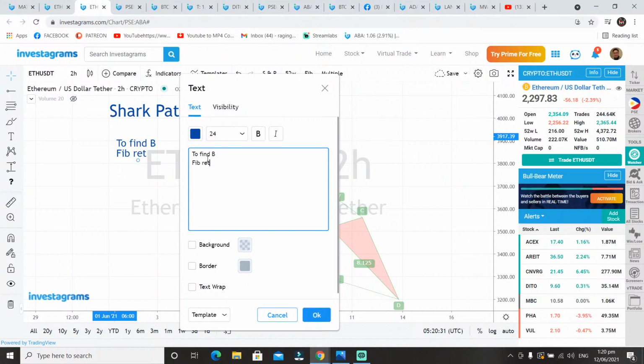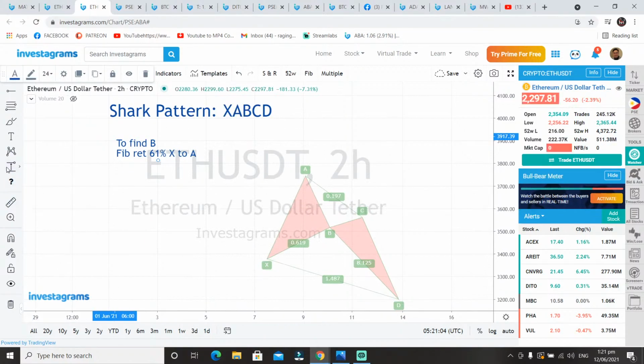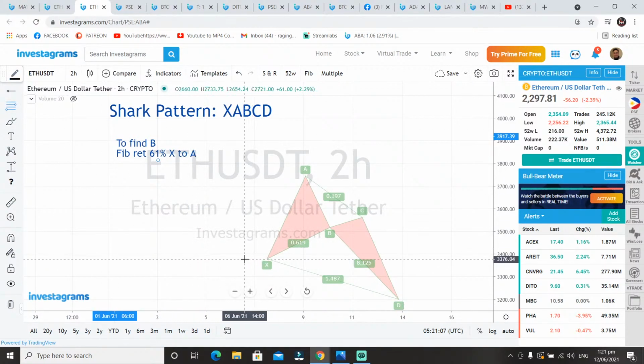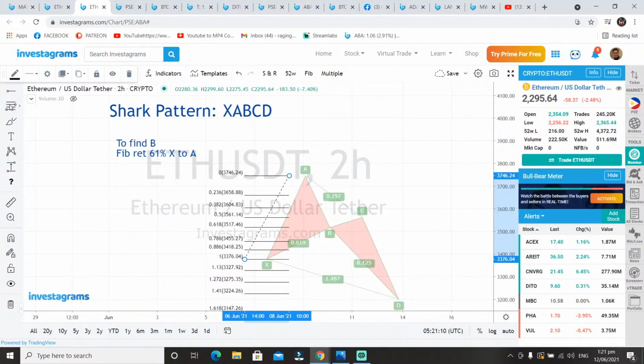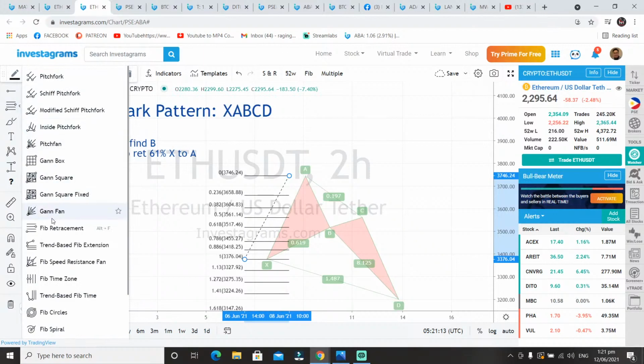Fib retracement of 61%, of X to A, to find B. So if we're going to measure, for example, this one, from X to A, fib retracement, this is the icon. From here, look for fib retracement.